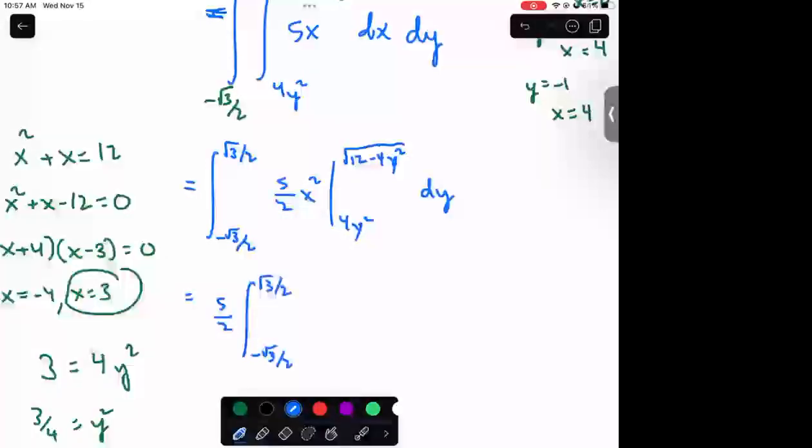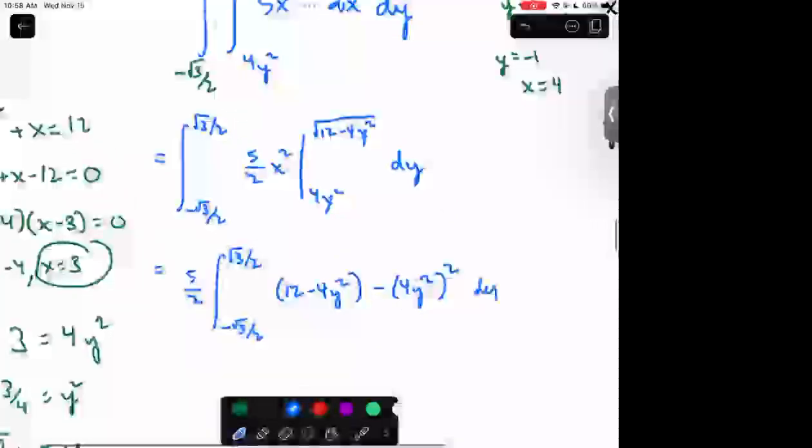And so when I plug into my x squared here, the square root is going to nicely cancel. And we're just going to get 12 minus 4y squared, what was inside of our square root. And then I need to subtract away, and I need to plug in my 4y squared, again, into x squared. This one doesn't have a square root to nicely cancel. Well, such is life.